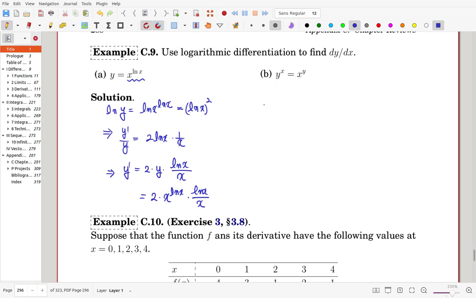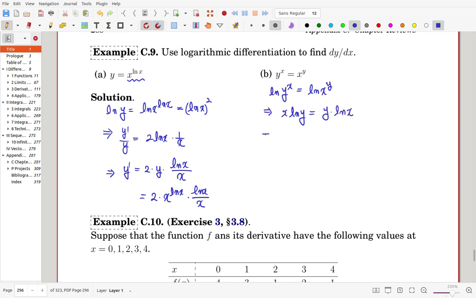Okay, for this one, y to the x equals x to the y. Once an expression has a power, then mostly the technique to get the derivative is logarithmic differentiation. So we apply logarithm on both sides. So that is natural logarithm of y to the x equals natural logarithm of x to the y. From this one, by using the power rule, we have x natural logarithm of y equals y times natural logarithm of x.